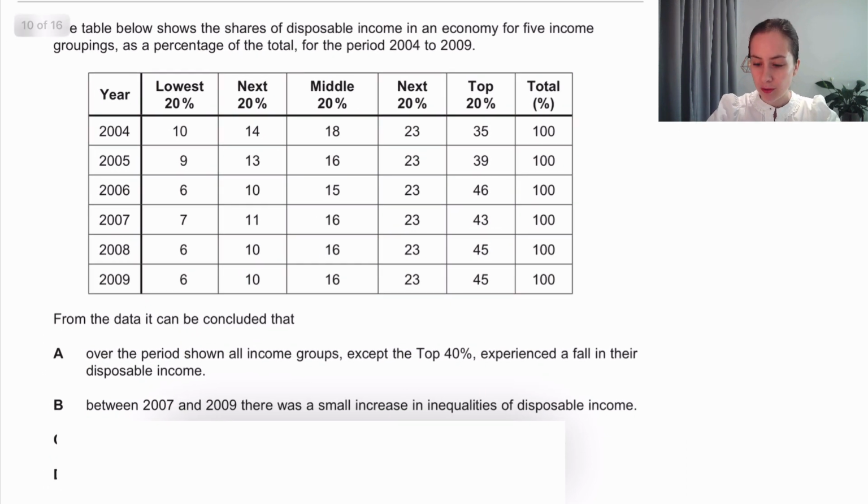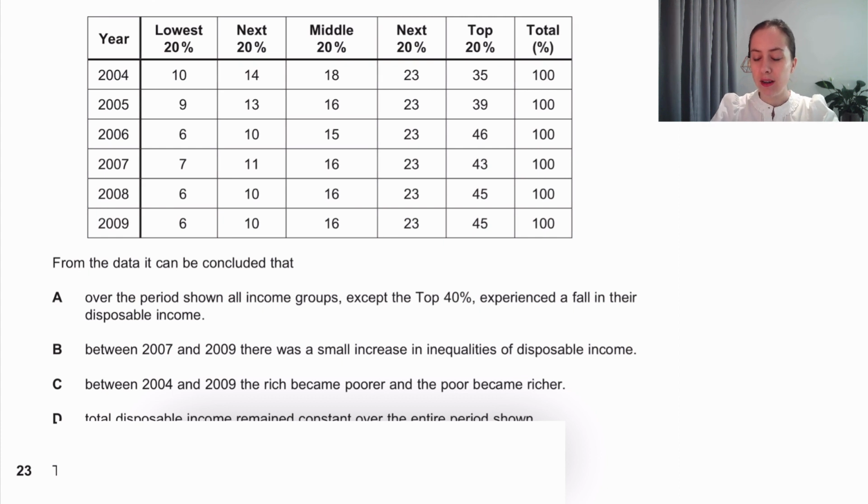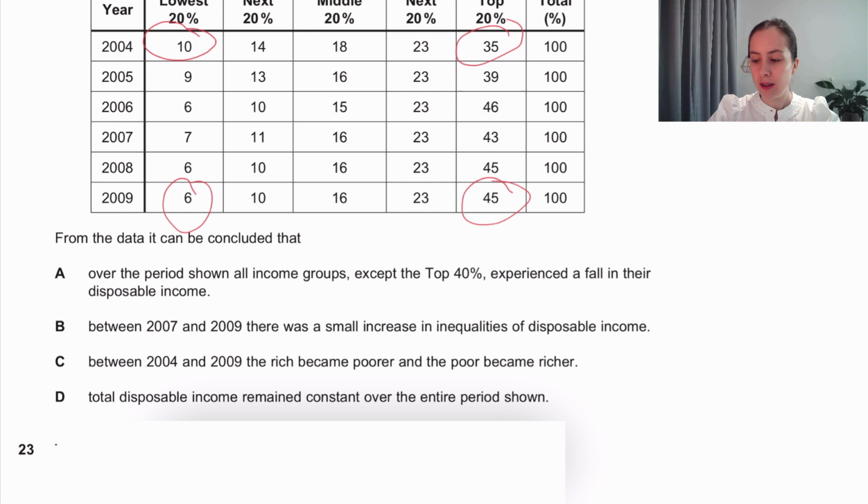We have disposable income, and from 2004 to 2009, we can see that the lowest 20% of earners have a smaller share of disposable income. It's gone from 10 to 6. And the top earners have more of the disposable income. So I reckon this is going to tell us about some kind of inequality getting worse.